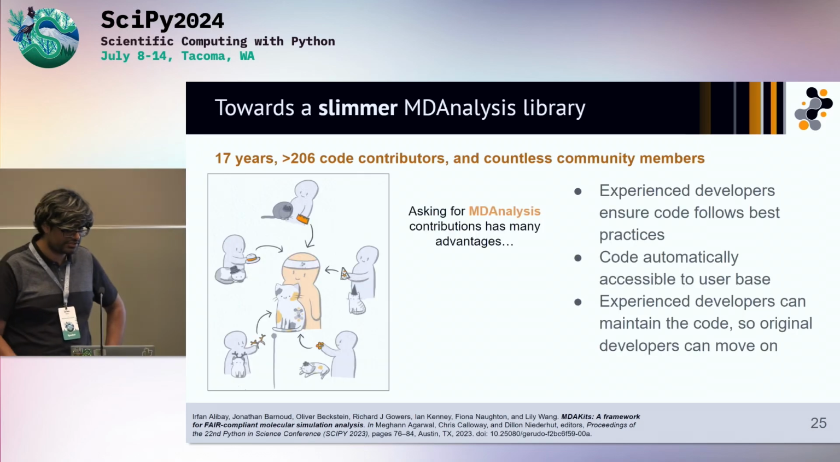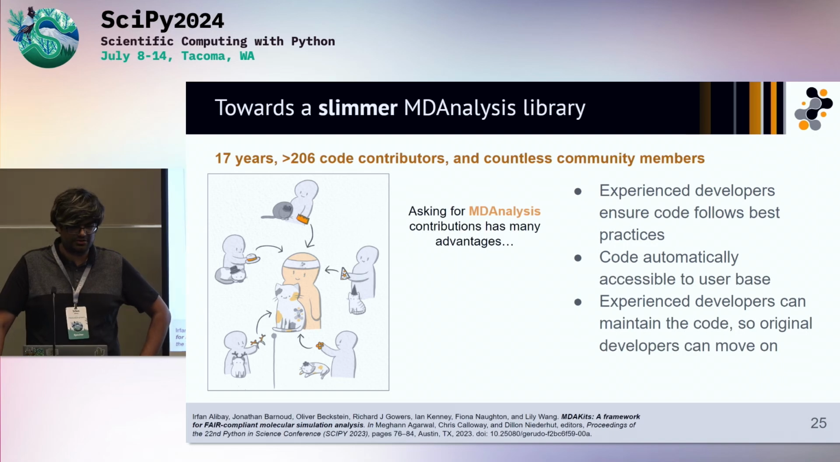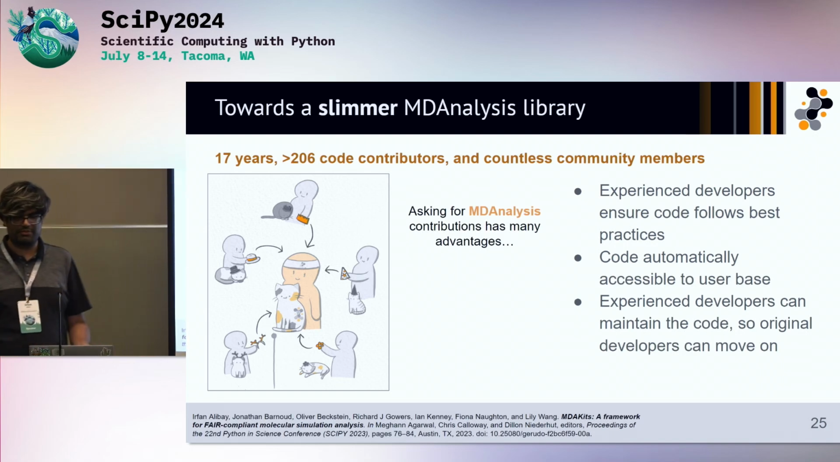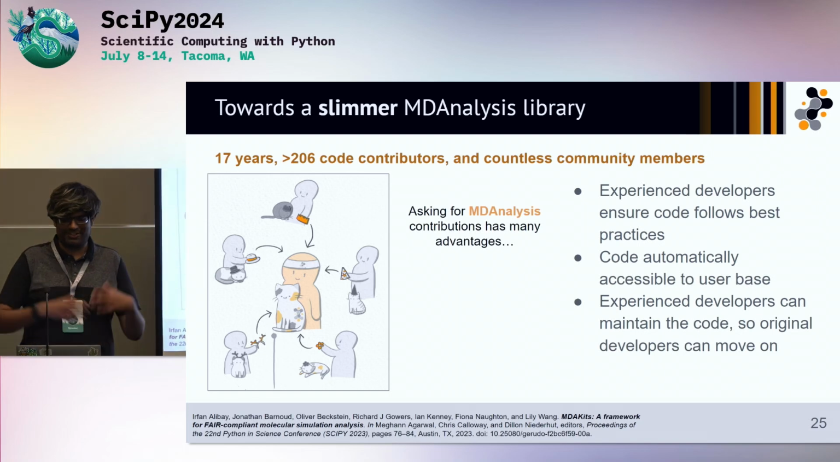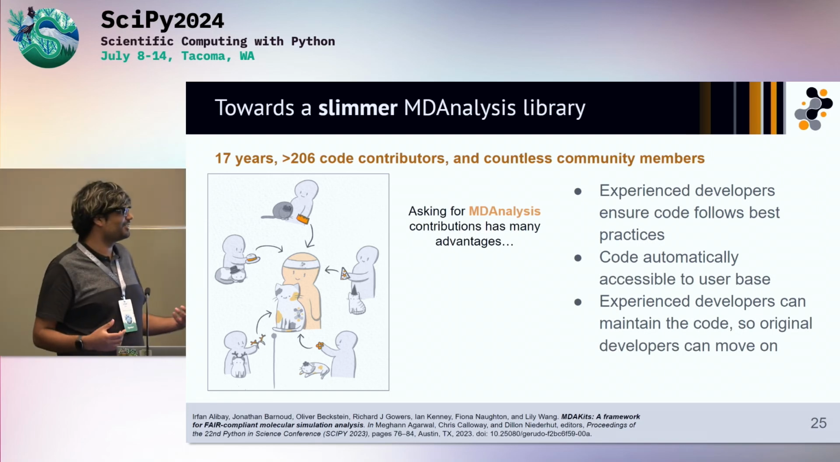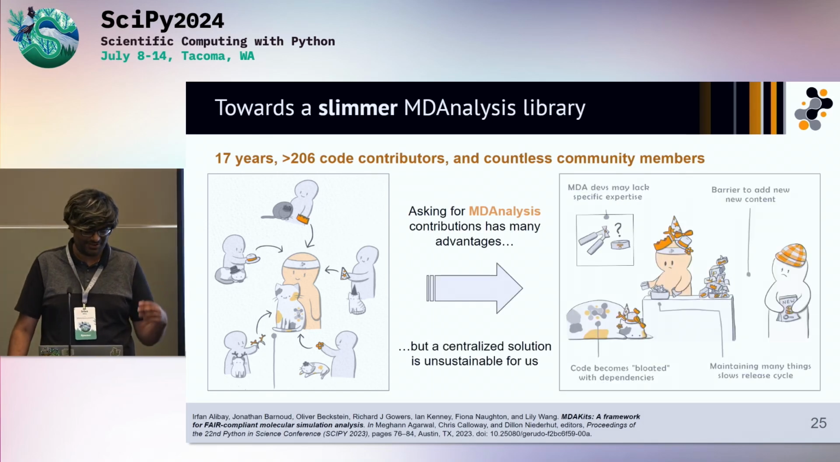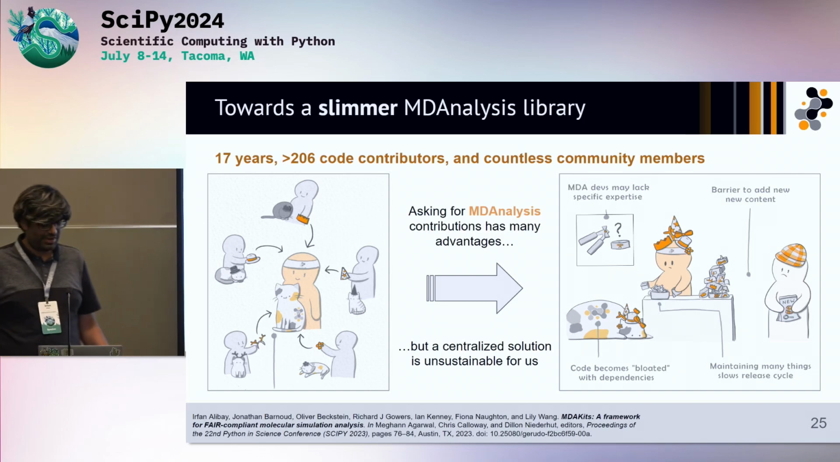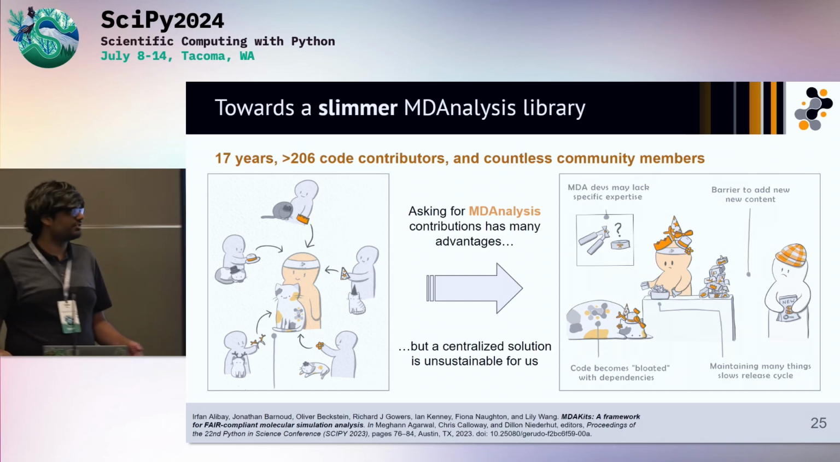We're also looking to slim the library. So one of the issues that we found is that our contribution model was people will submit pull requests to MDAnalysis, and we would accept the code and maintain it for them. But it turns out, what we found out over the years, that's not a really maintainable approach. Having a centralized solution where everyone contributes their code to us really hinders progress.